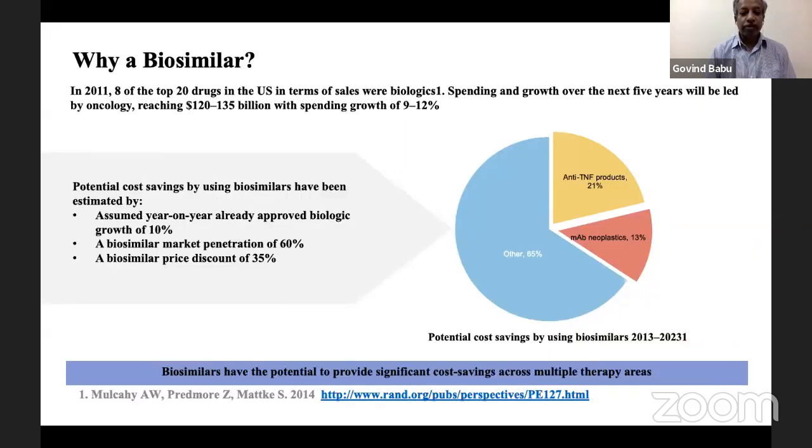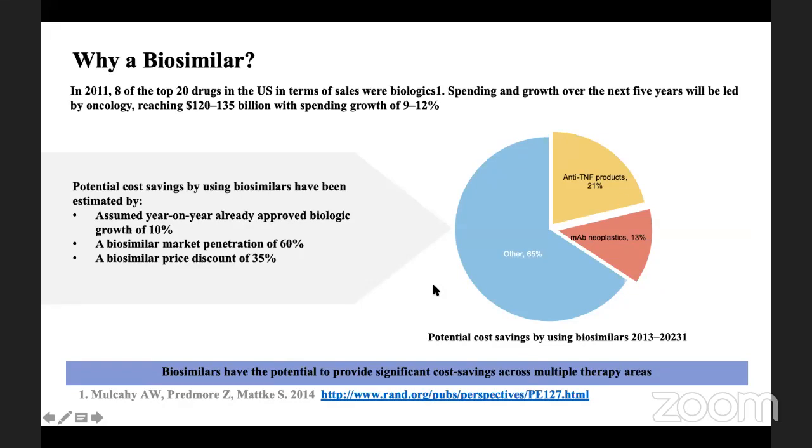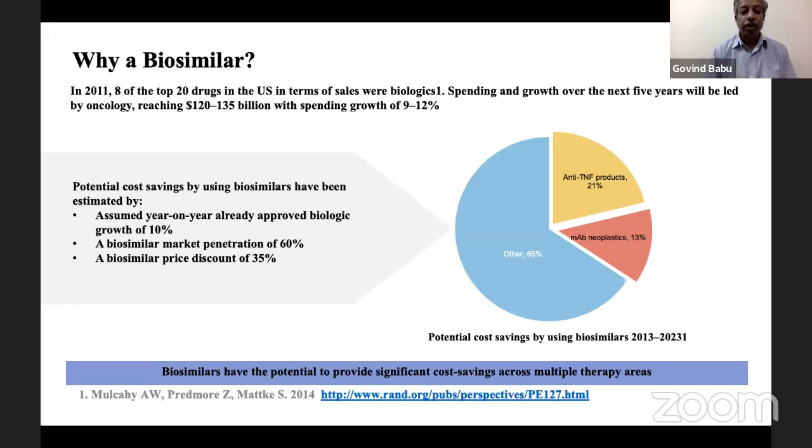Now, why biosimilar? As this slide shows you, the main purpose of having biosimilars is to decrease the cost and increase the reach for all these biologic drugs to a larger percentage of population. Because as the slide shows you, the assumed year-on-year growth for the approved biologic is about 10%, and the biologic penetration is about 60%, and the biologic price discount should be about 35%. So these are the advantages, and that is why we need to look at biosimilars.